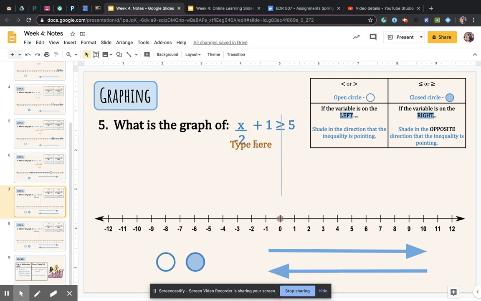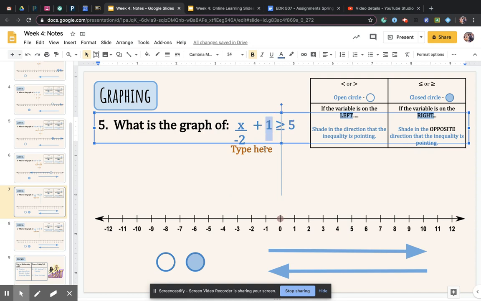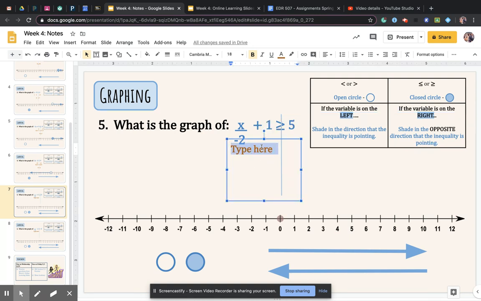For number 7, this one's going to be slightly different, but still the same process. Notice I have a negative 2. It is next to my x. I have my plus 1, and then I have my 5. So I'm going to follow the same process. I am going to subtract 1 first.